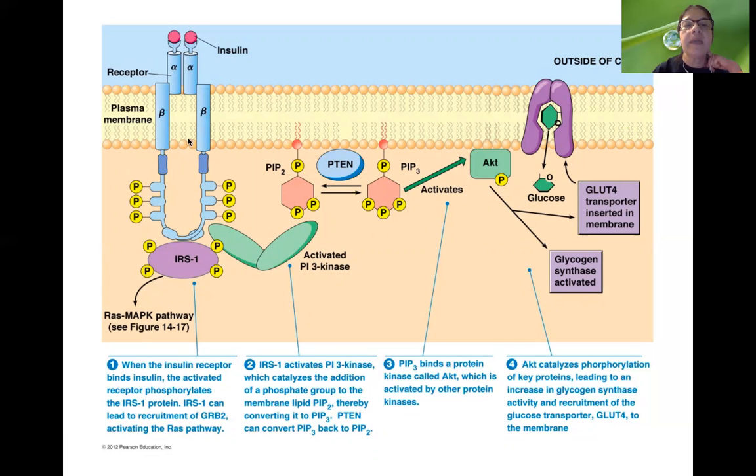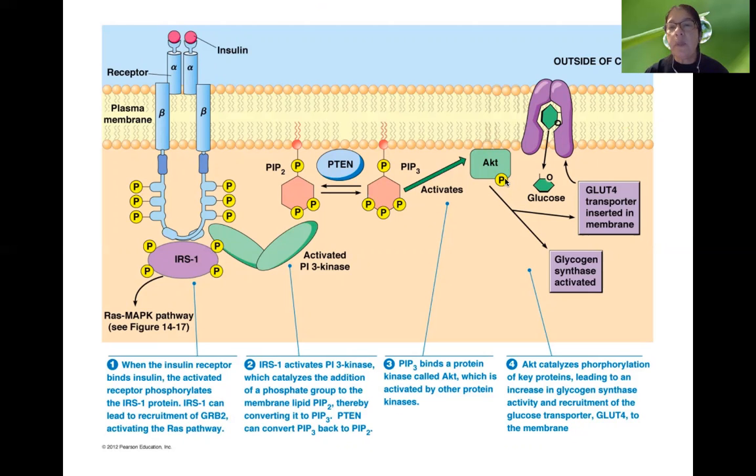And as they come together, they will phosphorylate each other. They'll add phosphate groups. Receptor phosphorylates protein 1, phosphorylates protein 2, phosphorylates protein 3. You can see right here, IRS1 phosphorylates PI3 kinase, phosphorylates PTEN, phosphorylates this, phosphorylates that. So you will be able to see in this model this whole phosphorylation cascade. The final kinase here, Akt, once phosphorylated, will elicit a cellular response.